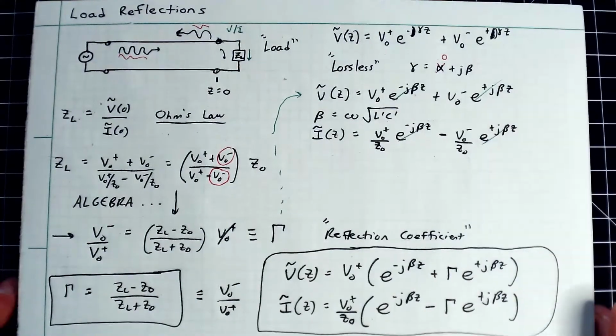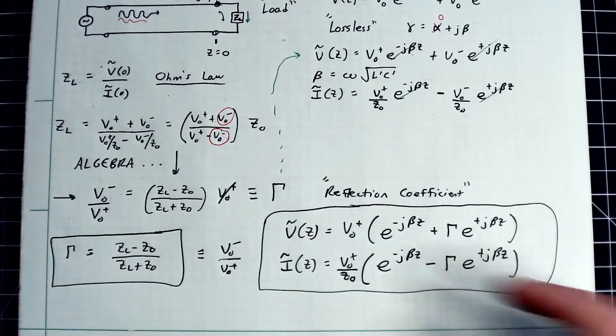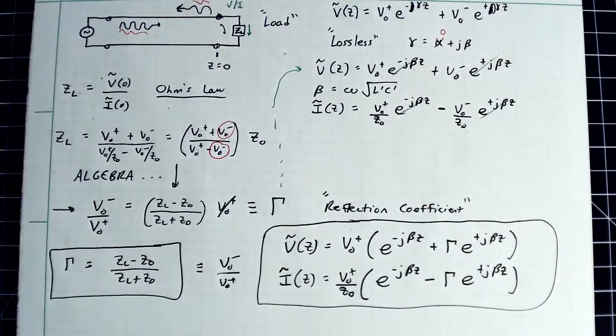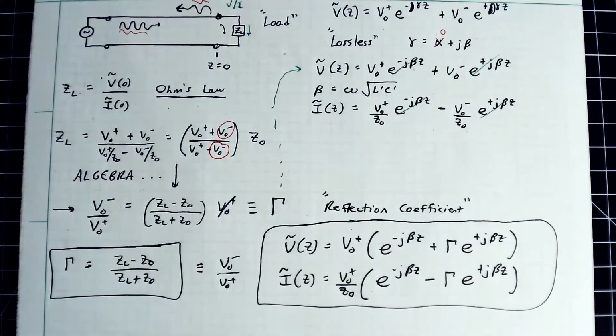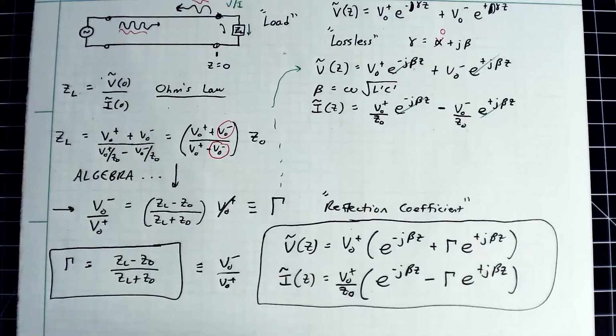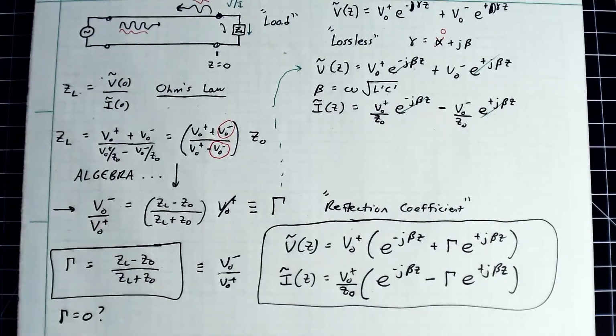Now, one more thing I want to leave you with is the idea of what it would take for all of my energy to get dumped into this load. For example, if this is an antenna, then reflections are a bad thing. I want all of my energy to get into that antenna and radiate out into space, or maybe it's some kind of heating element. There are many instances where this reflected wave is bad, and I would like to minimize it if possible. So if I want gamma to be 0, how do I make that happen?